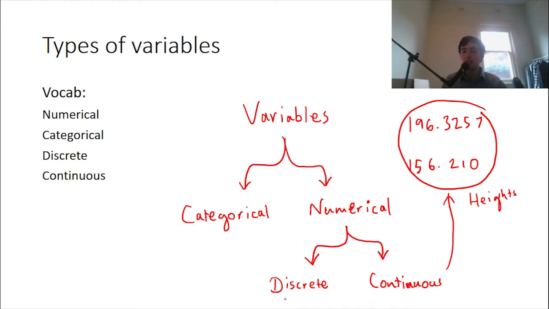Discrete means there's only a limited amount of options. They're still numbers, but there's only a limited amount of options. So you could have 0 kids. You could have 1, 2, 3. And there'd probably be an upper limit somewhere. I'm not really sure what that is.